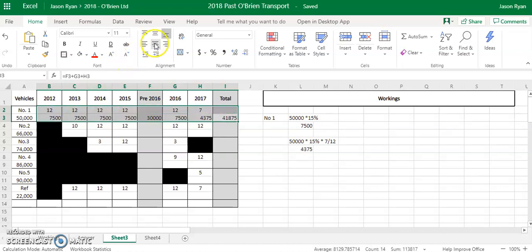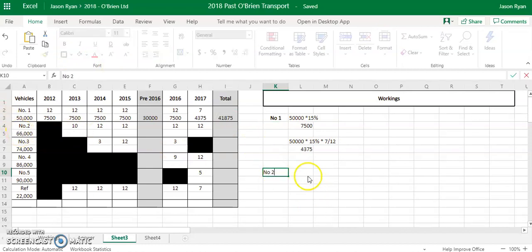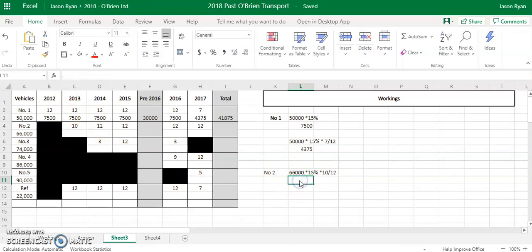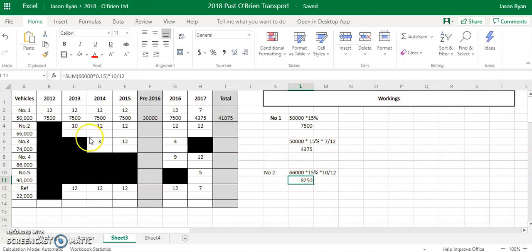So the next one we have to do then is vehicle number 2. Vehicle number 2 we're going to calculate in the same way. We're going to take the cost, which is 66,000. We're going to multiply by the rate of depreciation, which is 15%. And then we're going to multiply it by how long we had it for in 2013, which is 10/12. So we only had it for 10 months out of 12 instead of the 12 months. So it's going to be 66,000 multiplied by 15%, multiplied by 10 divided by 12. That's going to give you 8,250.